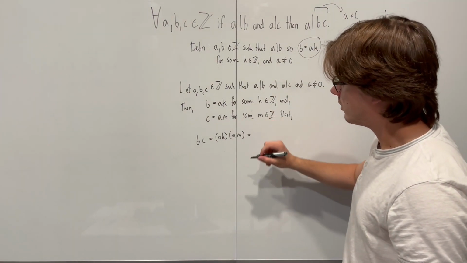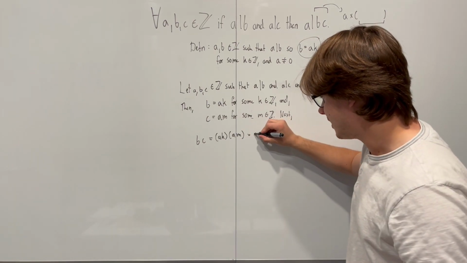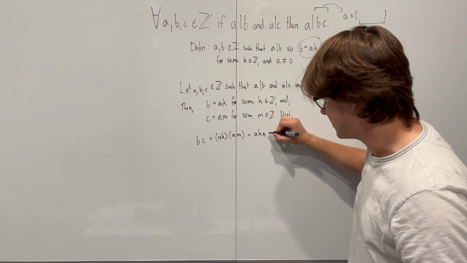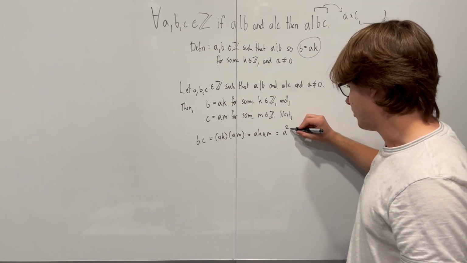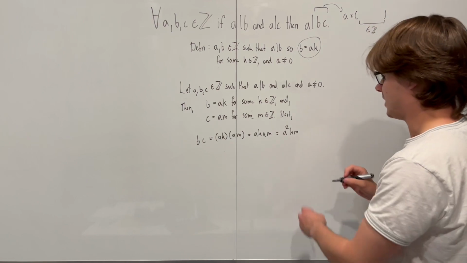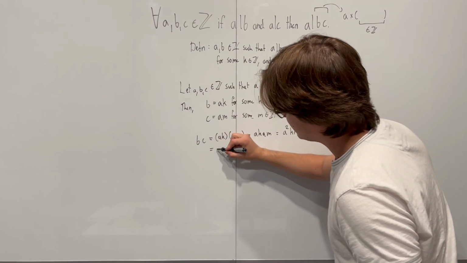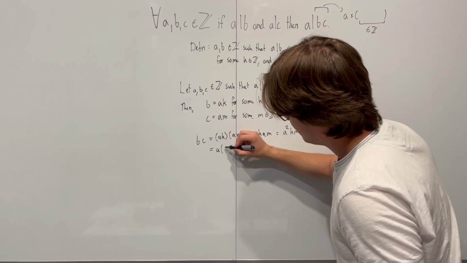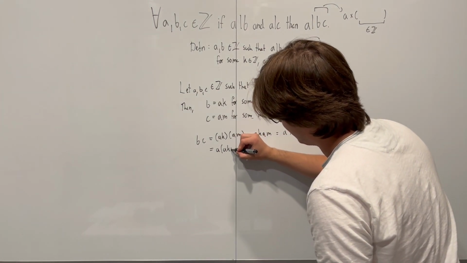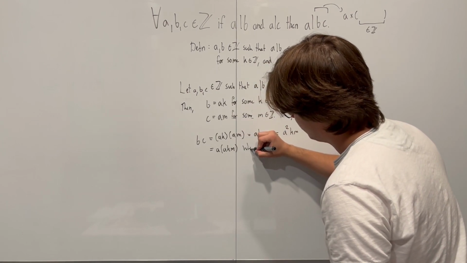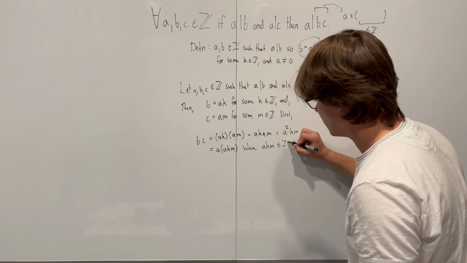Now, you can of course pull out an a here, right? We don't need the brackets. This is the same as saying a times k times a times m. You can simplify this a little more. This is the same as a squared times km. You don't have to really do this. I think from here, you can just immediately jump to saying a factored out times a km, where a km is in fact an integer.